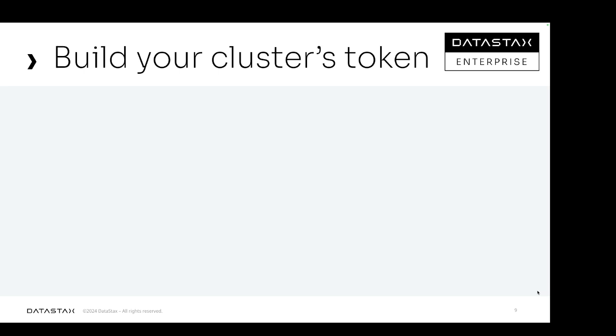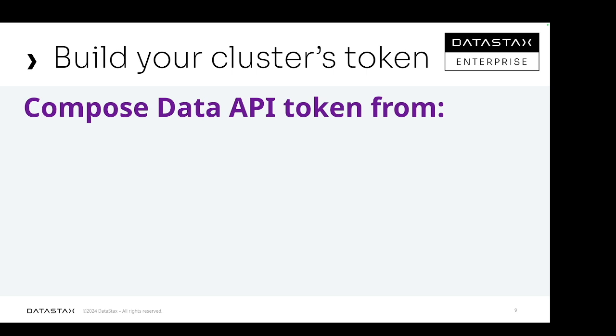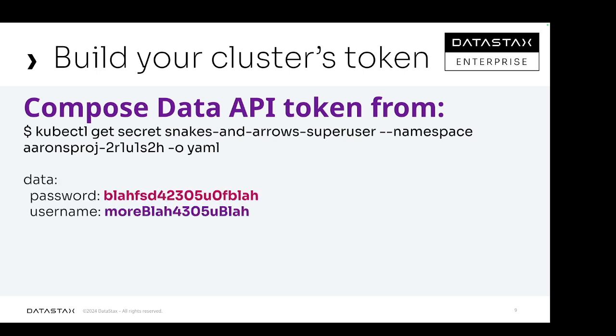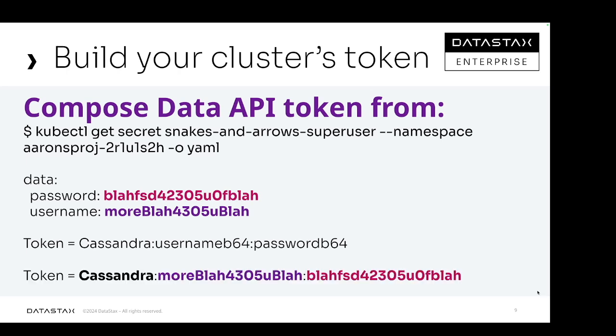Additionally, you will need to build your cluster's token for access via the DataAPI. Your token can be composed from the result of a kubectl get secret command. This can actually show the base64 encoded username and password that we set up during cluster creation inside of Mission Control. Once you have that data, you essentially compile your token with the string Cassandra, base64 encoded username, base64 encoded password. And in this case, it looks like this. But make sure that you get this token together before proceeding to the next step.